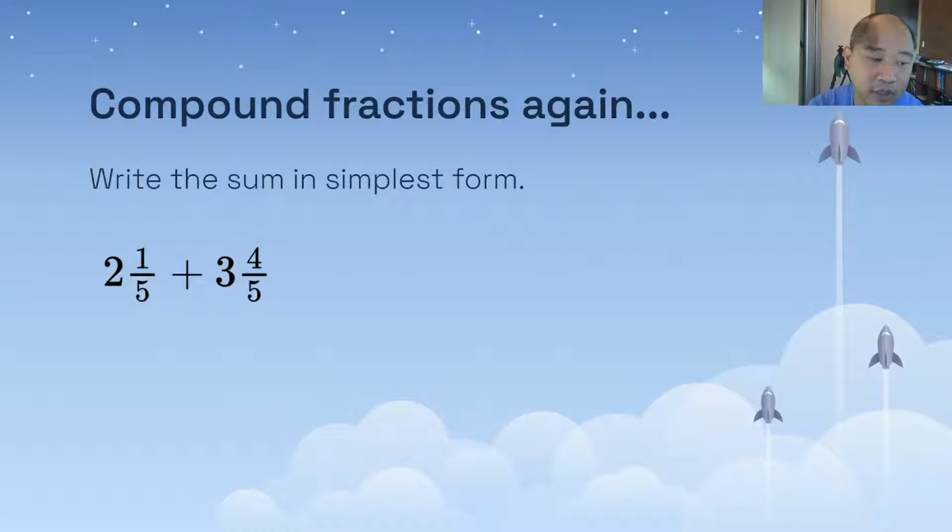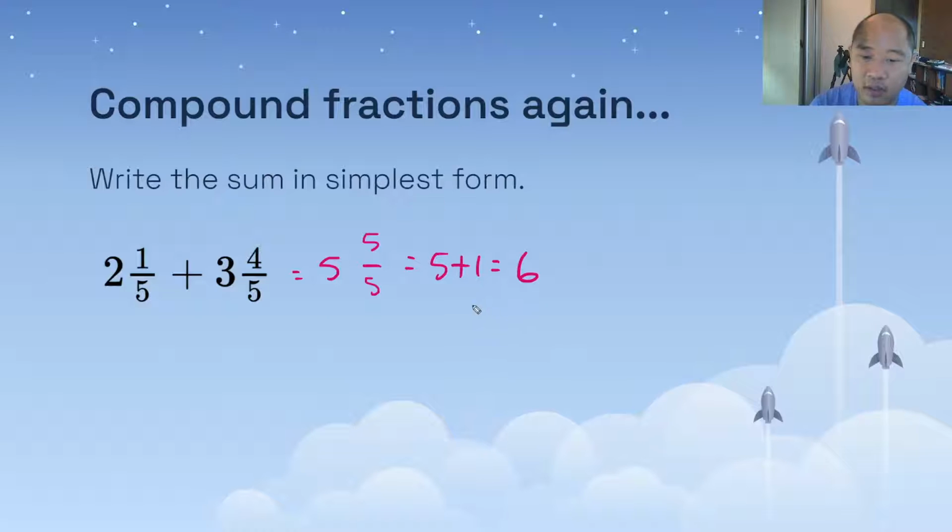Compound fractions, here we go again. With compound fractions, you can just add across. You don't actually have to. Where's my pen? Okay, so you could just add these across. That's 5, and then 5 over 5, which is 1. 5 plus 1 equals 6.